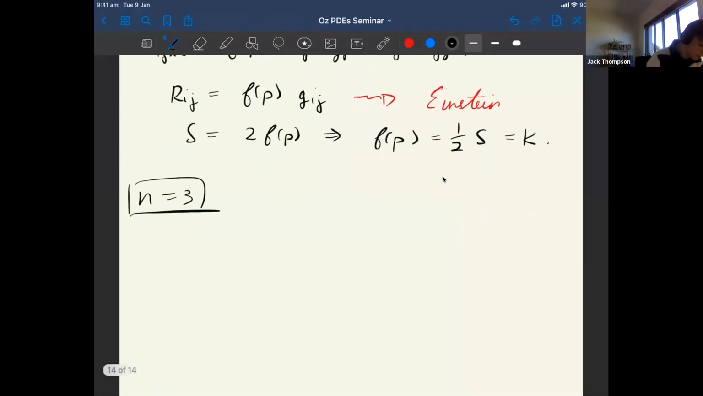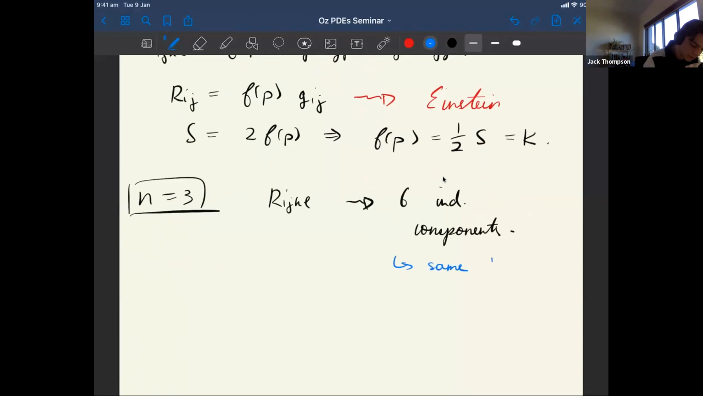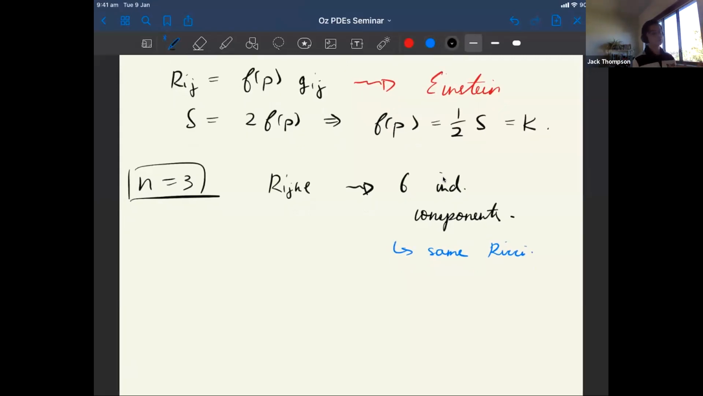So in 3 dimensions, the Riemannian curvature has 6 independent components, which is the same as Ricci. Now, this suggests, right, that as soon as we know the Ricci curvature on a 3-dimensional manifold, then we can determine its Riemannian curvature.